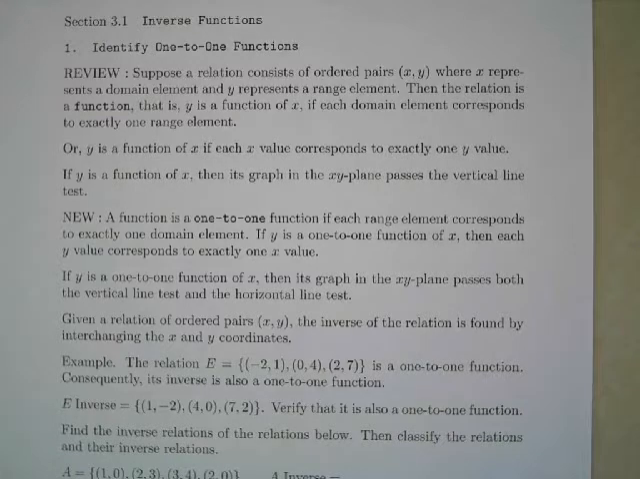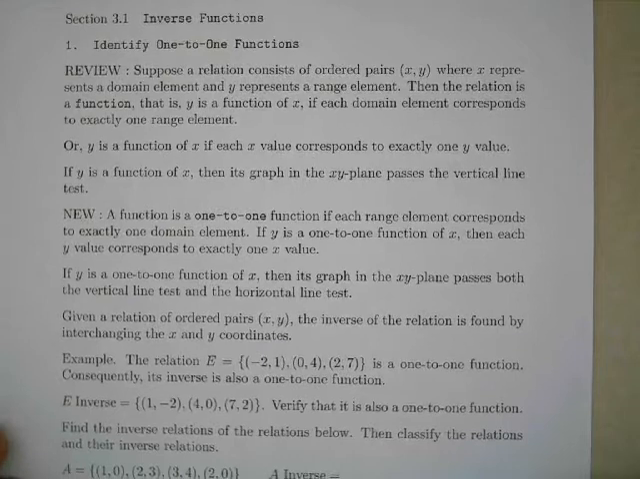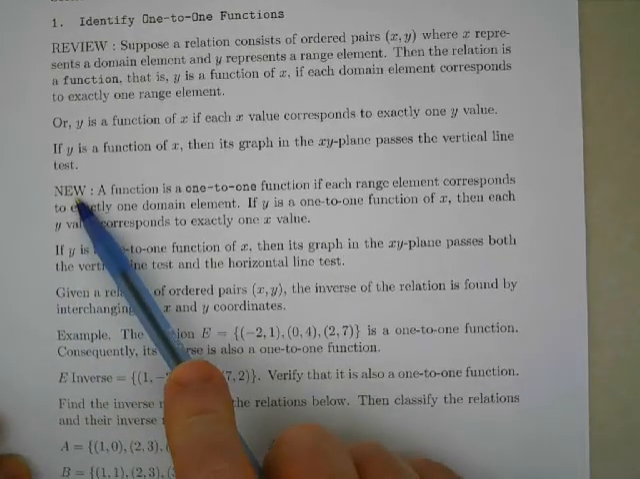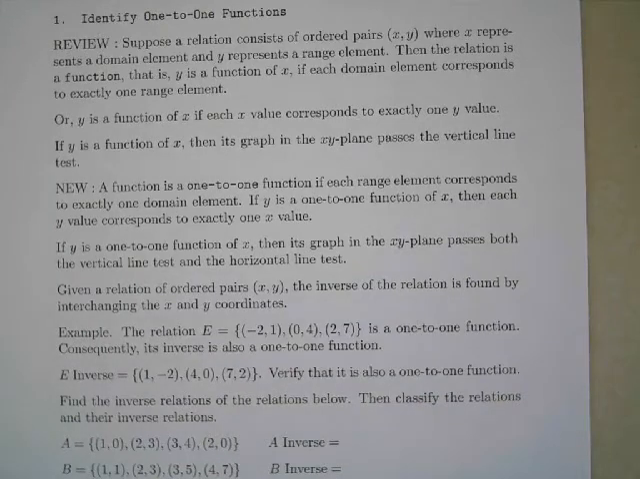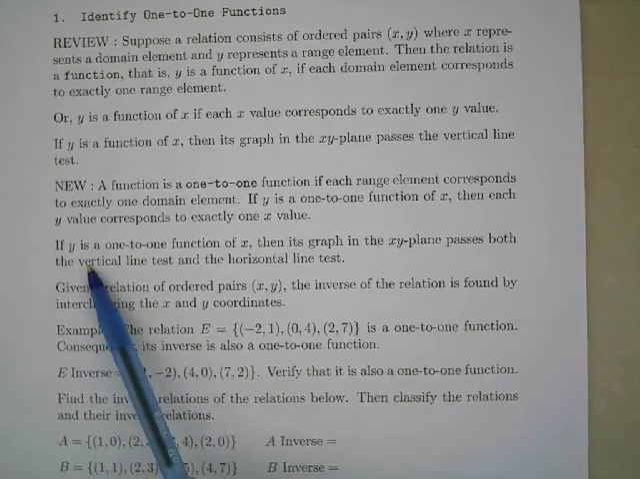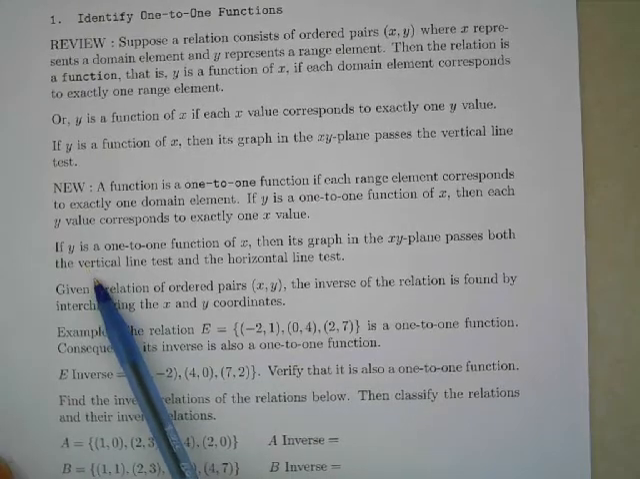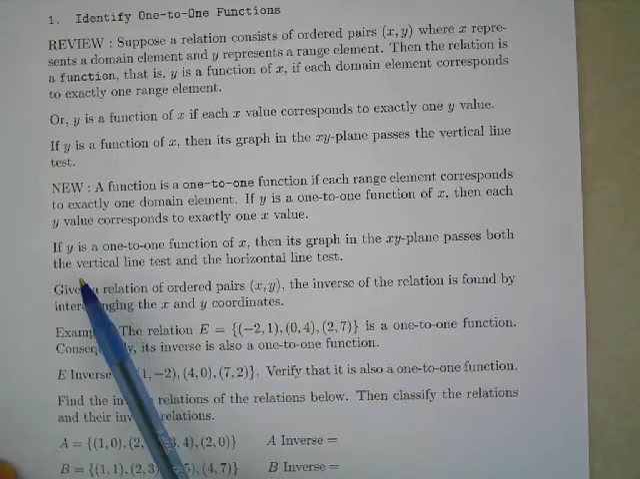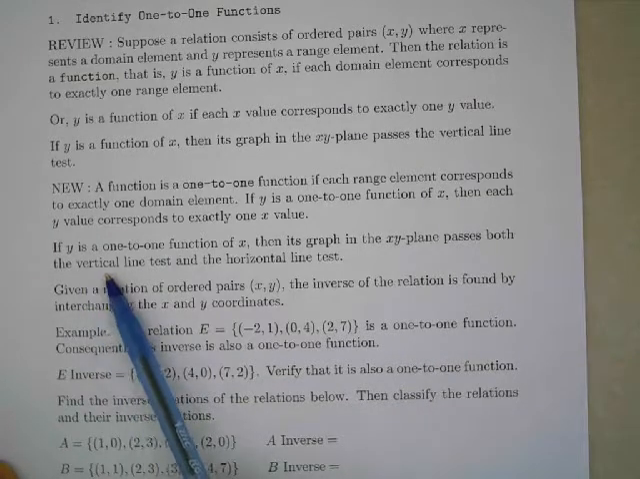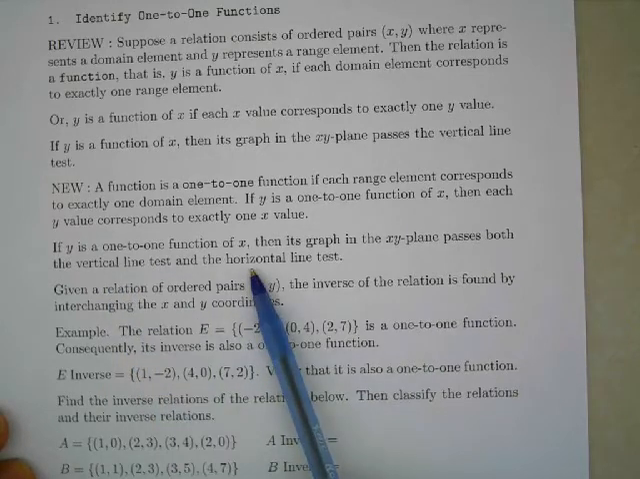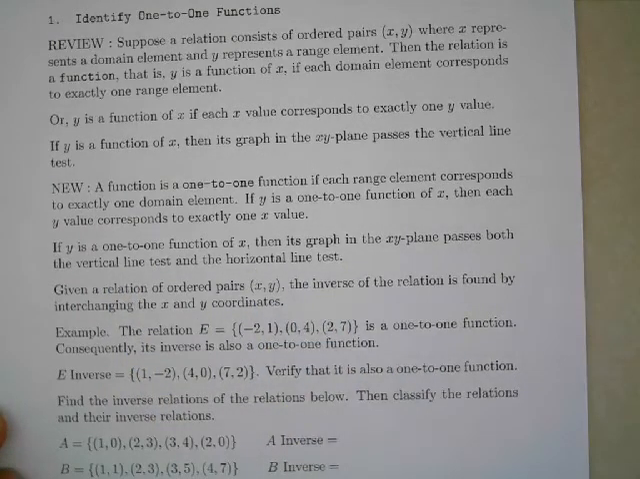Some new information from section 3.1. A function is a one-to-one function if each range element corresponds to exactly one domain element. If y is a one-to-one function of x, then each y value corresponds to exactly one x value. If y is a one-to-one function of x, then its graph in the xy plane passes both the vertical line test and the horizontal line test. It passes the vertical line test because y is a function of x, and if it's a one-to-one function of x, then it also passes the horizontal line test.